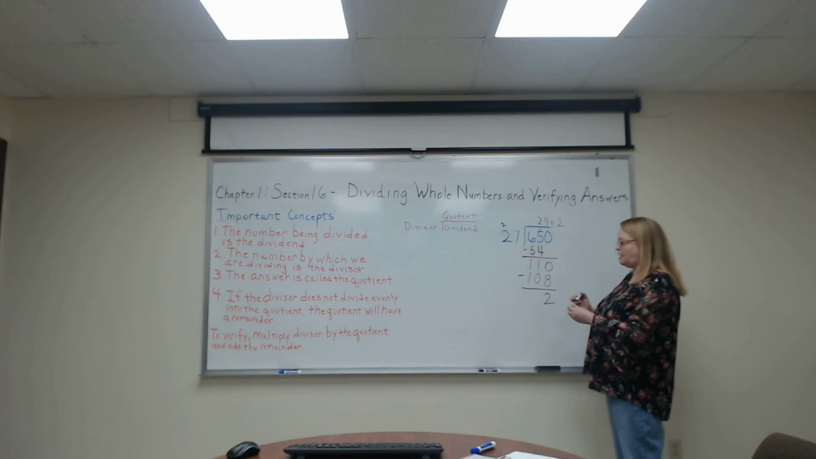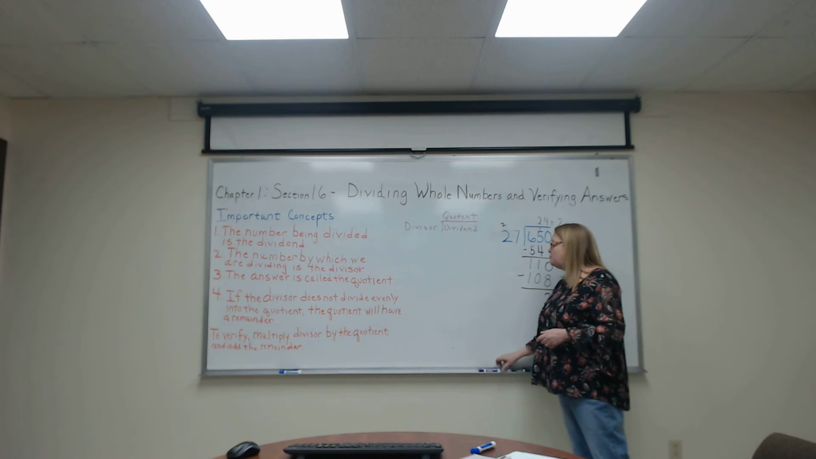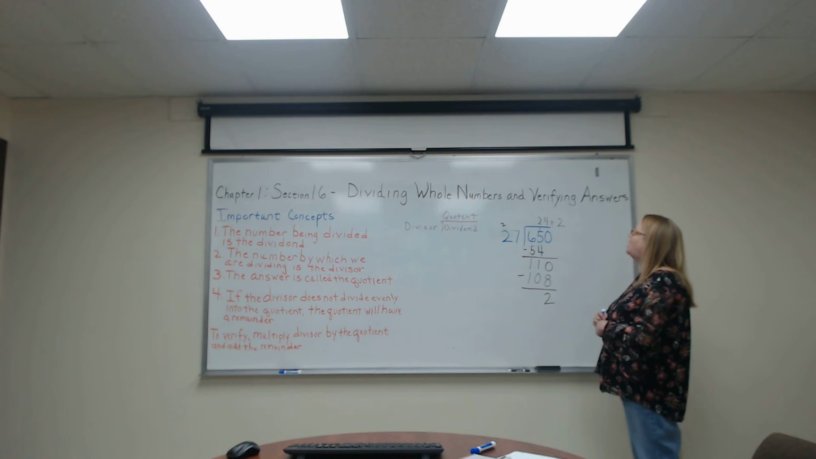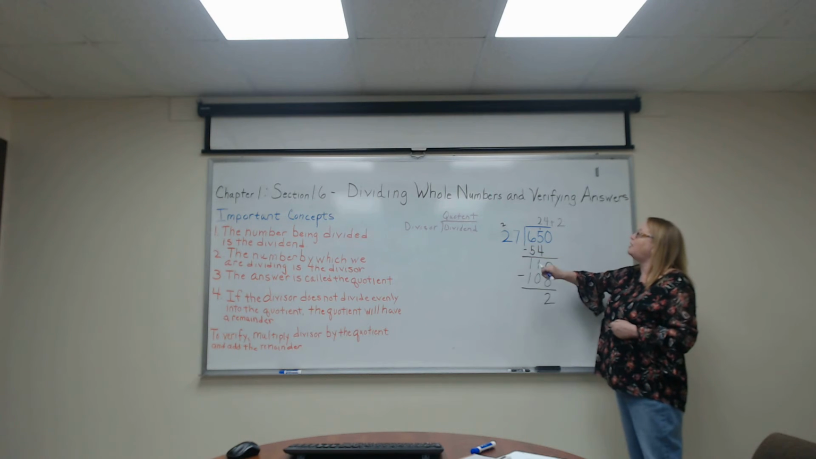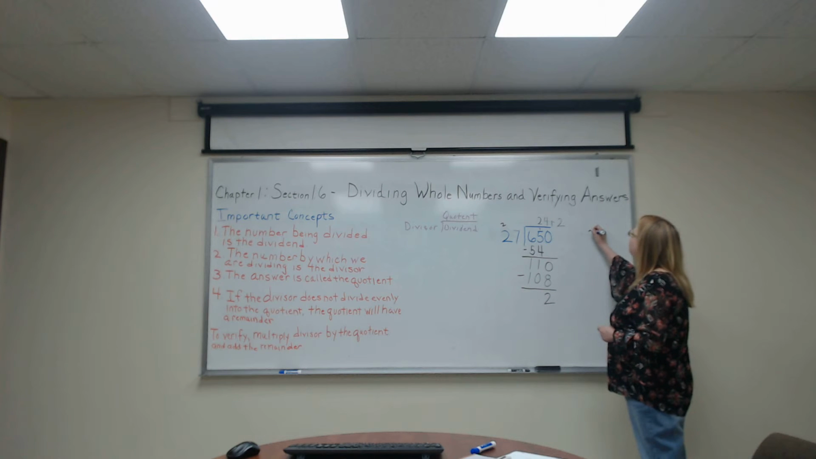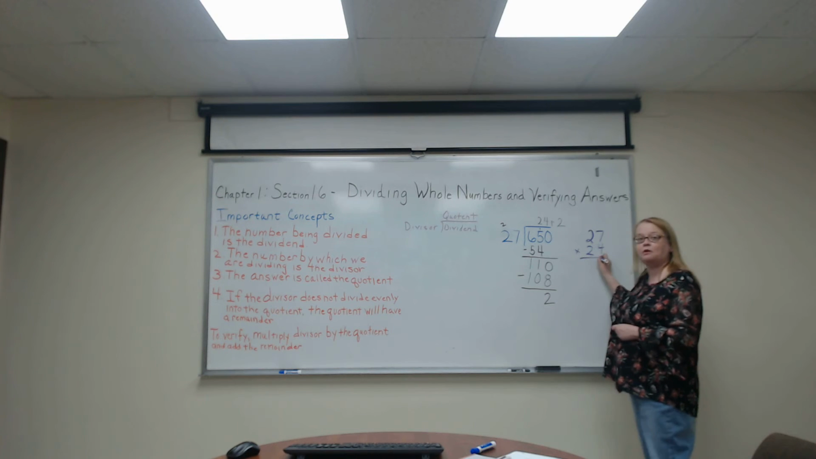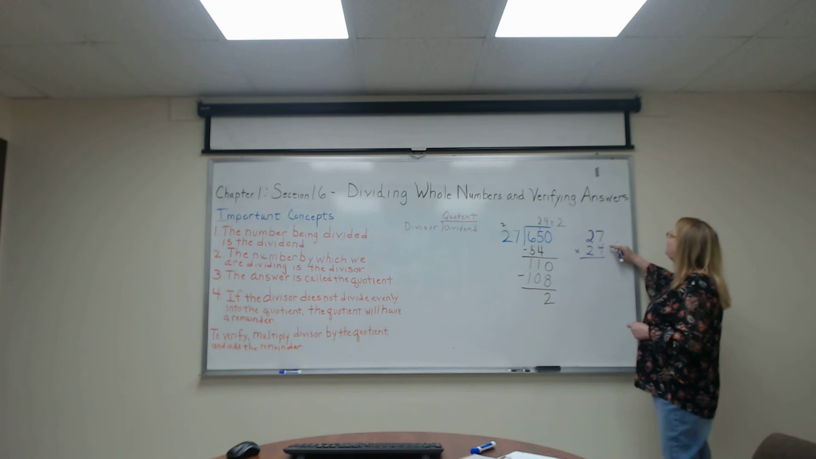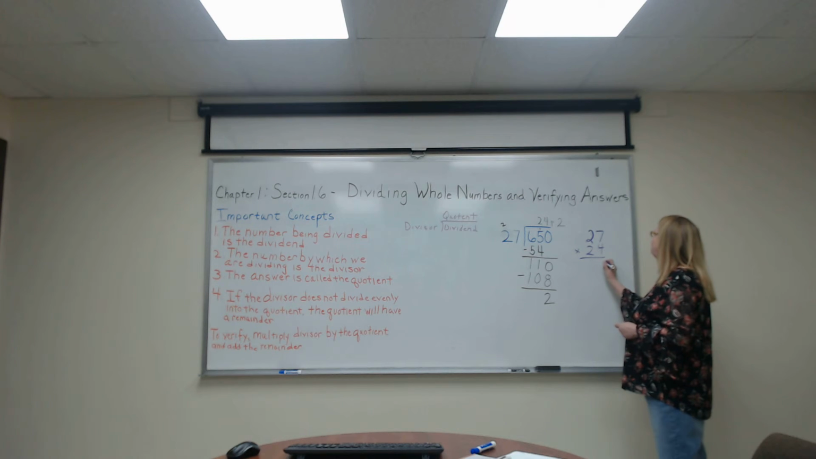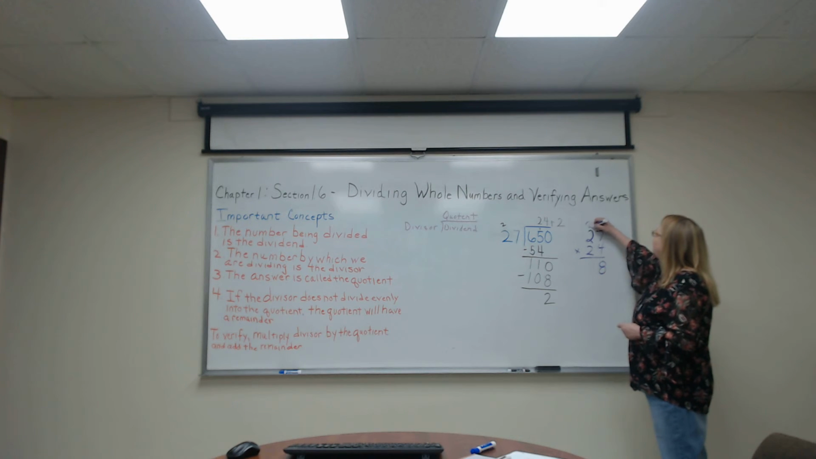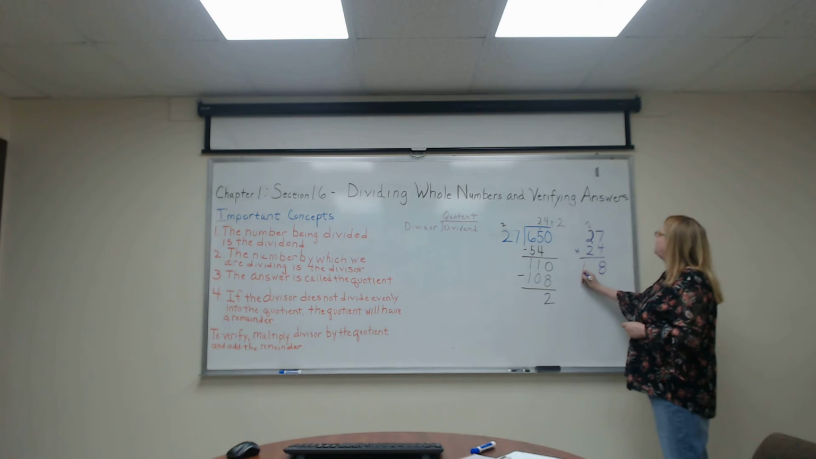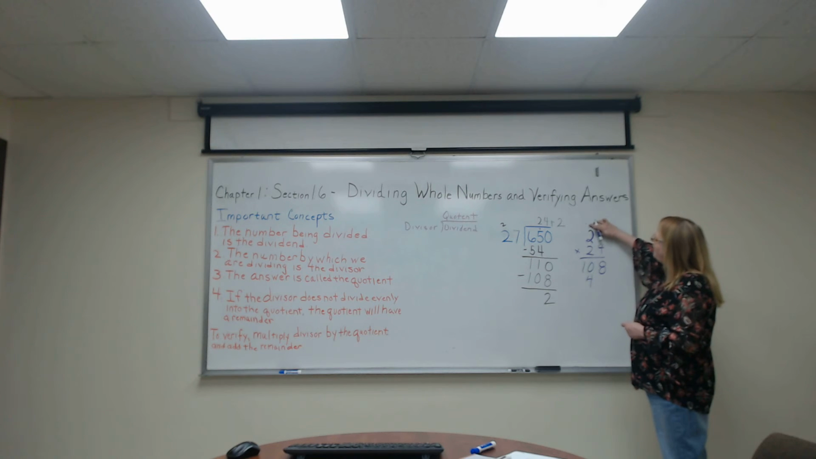Now, to check our answer, we multiply the quotient by the divisor. We get 27 times 24, and we had done this when we multiplied. 4 times 7 is 28. 4 times 2 is 8, plus 2 is 10. We get 2 times 7, which is 14. We carry our 1 again. 2 times 2 is 4, plus 1 is 5.